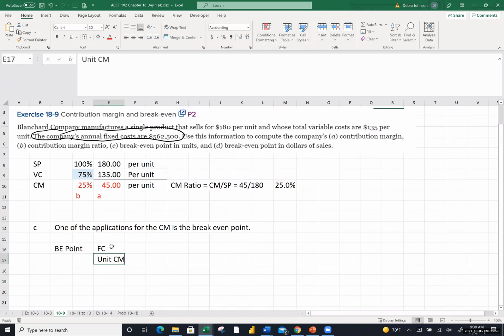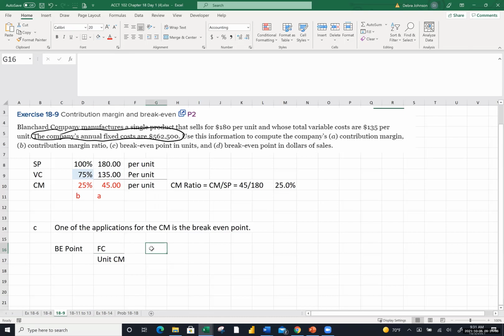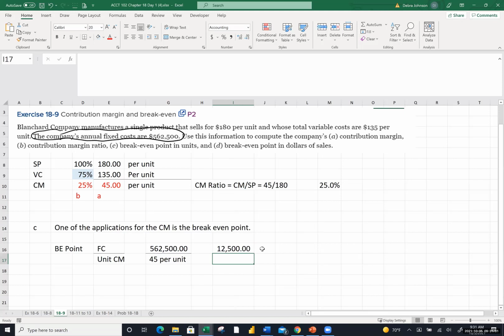And you could prove this mathematically. I'll let the author's example stand as a proof to you. But for this application, they told us what our fixed costs were. I circled them up there, $562,500 divided by the contribution margin of $45 per unit. Let's calculate the break-even point in units. Okay, so I'm going to do that. 562,500 divided by 45. I need to sell 12,500 units to break even.